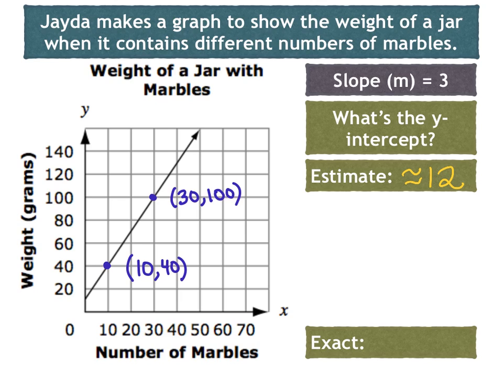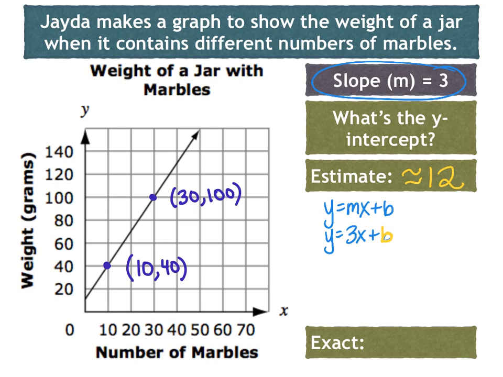Now we're going to find the exact y-intercept. And to do that, we're first going to write our equation, y equals mx plus b. And we're going to substitute in what we know the slope to be, which is 3. So y equals 3x plus b. Now we want to find b, right? We want to solve for the y-intercept.